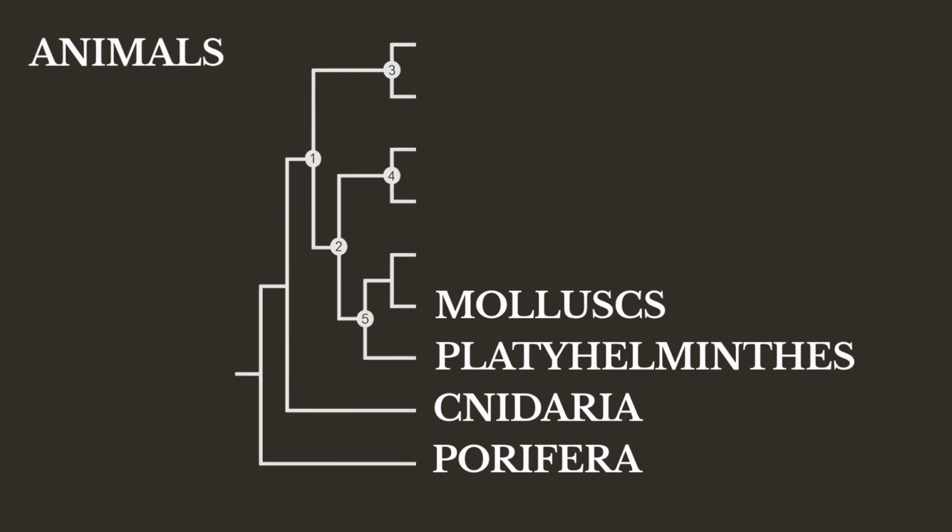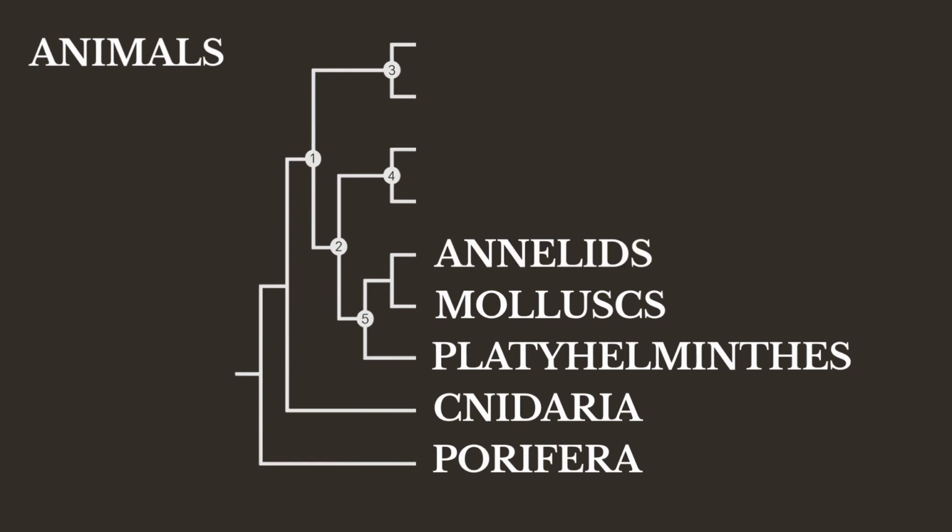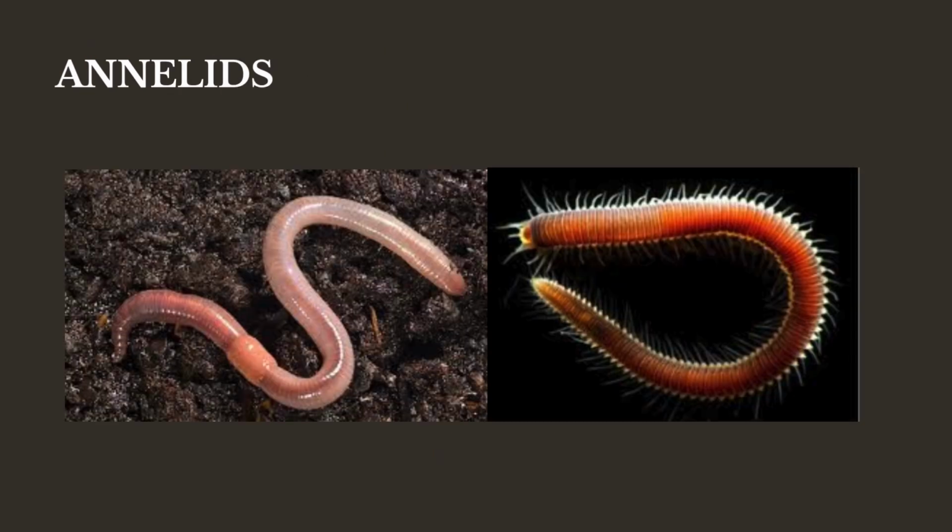Something that looks maybe not too similar, but is very related, are the annelids. They have a segmented body, true organs and a closed circulatory system, which means they can pump blood around their body. These are your earthworms and your bobbit worms and such, very simple animals.